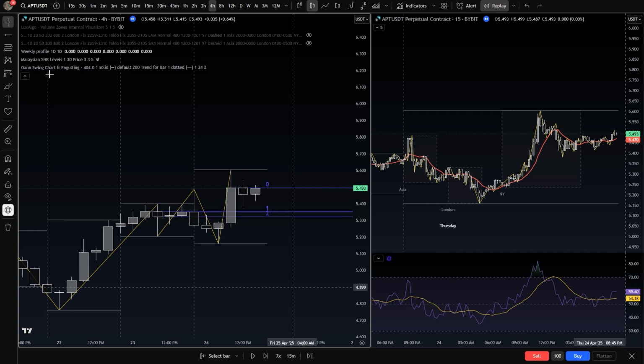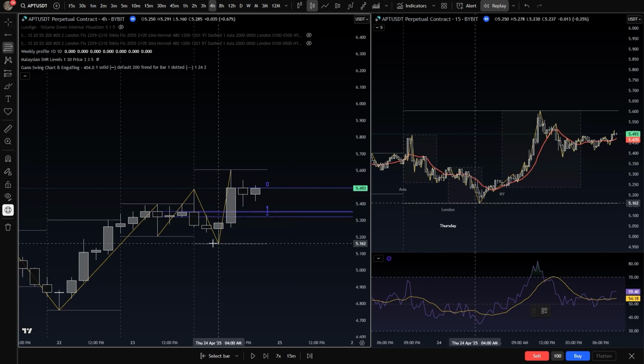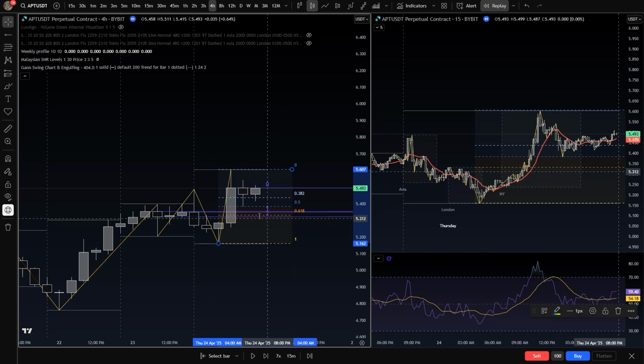As a rule of thumb, I don't like to enter the trade when price hasn't retraced more than 50%. So I draw a Fibonacci for the last swing to check if the SNR levels are below this.